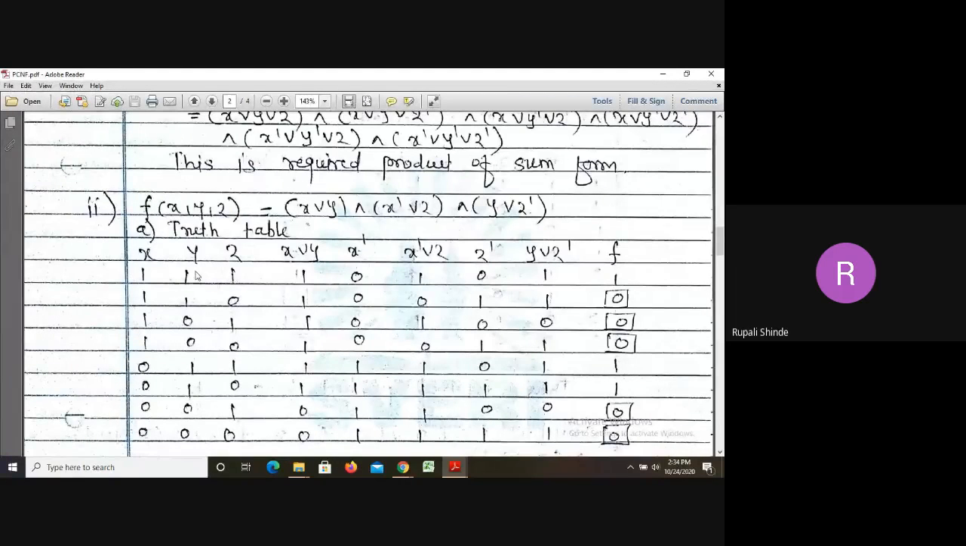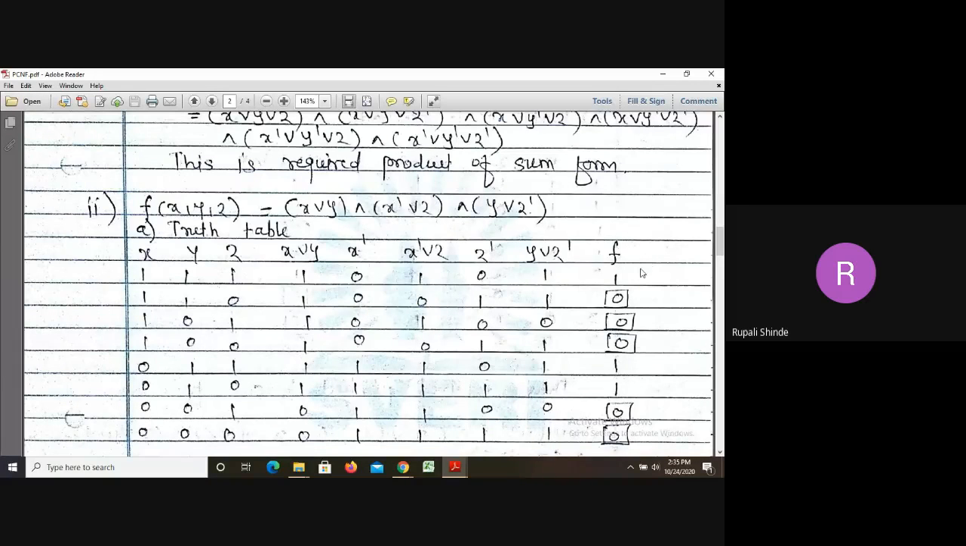So again, if both are 0, then only we have to write final value as 0. Now 1 0 1 1 1 1 0 0 0 0 1 1 1 0 1 1 1 1 0 0 0 and 0 1 1.